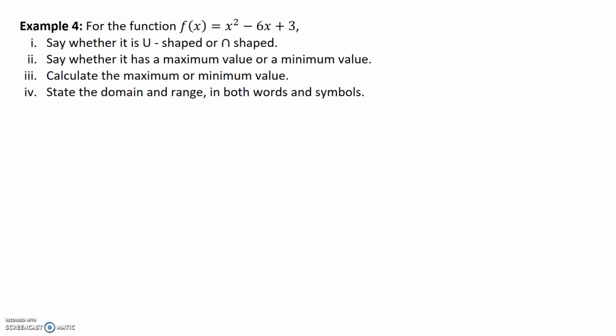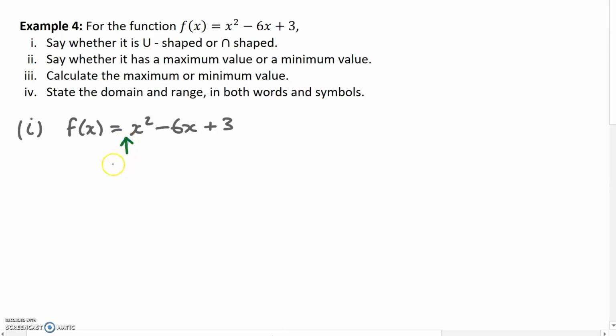Okay, well, we'll start off with one at a time. Start off with number 1. Say whether it's u-shaped or n-shaped. Well, f of x is equal to x squared minus 6x plus 3. And as most things with quadratic graphs, we're going to start off by identifying a, b, and c. So a is the number in front of x squared, so that's going to be 1. B is the number in front of x, that's negative 6. And c is this constant on its own, c is equal to 3.